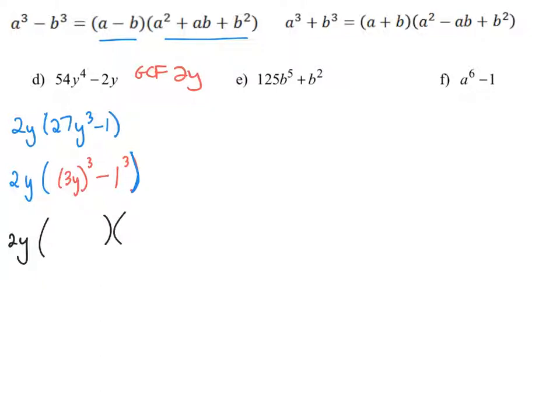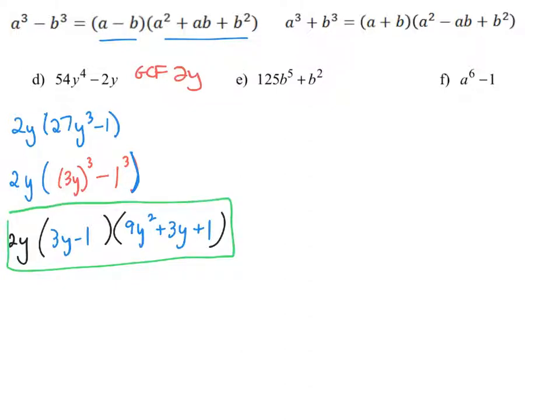We have a binomial factor and a trinomial factor. The binomial factor is going to be 3y minus 1, that's a minus b, and then the a squared plus ab plus b squared is going to be 3y, that quantity squared, is 9y squared, plus a times b, or 3y times 1, and plus b squared will be plus 1. So this is our answer in factored form.